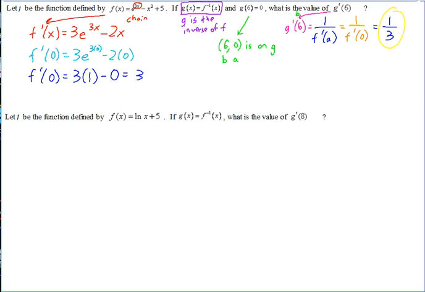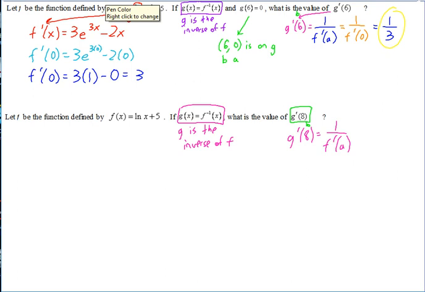This is one where they give you the least amount of information. So we're given the function f of x equals natural log of x plus 5. And we're given, again, g is the inverse of f. What's the value of g prime of 8? Okay. So for g prime of 8, remember it's going to be 1 over f prime of a. That's our formula for inverse functions. Here again, this is the b value, and we don't know the a value. So we're going to first need to figure out what a is. Well, let's start with the fact that we know b is 8.